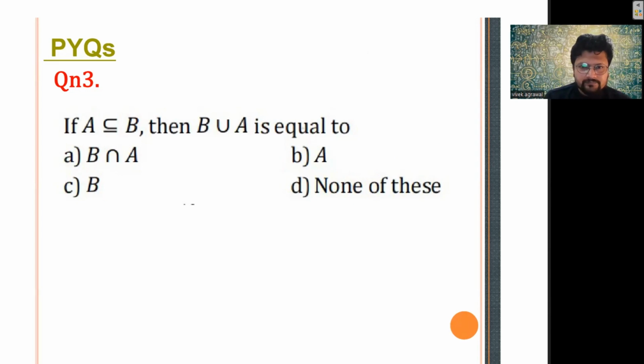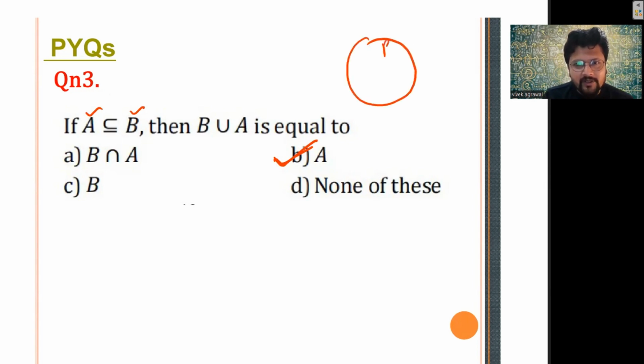A is the subset of B, right? So which one is bigger, A or B? A is bigger, so option B is correct. Okay. No. If A is a subset of B, which set is bigger, A or B? B is bigger, because A is a subset of B. Yes, okay.